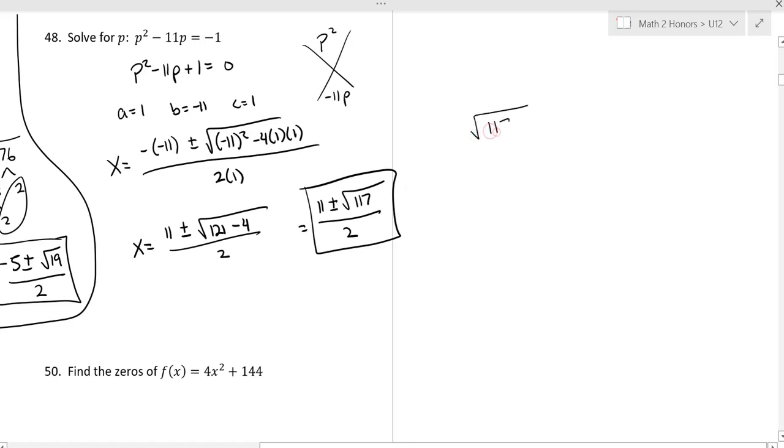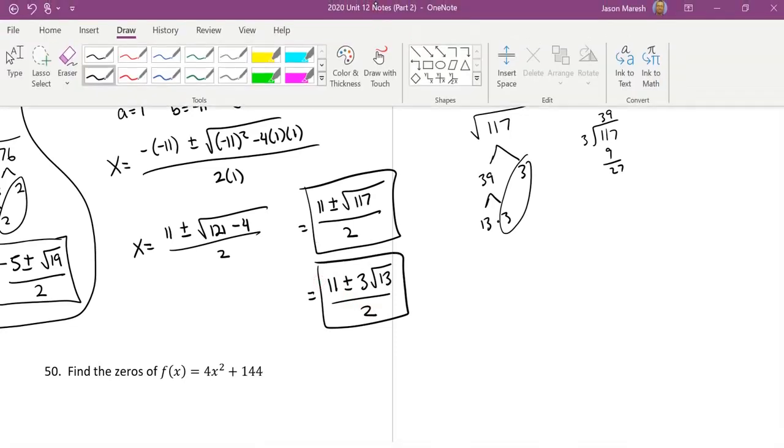So 117, I know it's divisible by 3 because 7 plus 1 is 9. So 3 goes into 117 how many times? Looks like 39 times. Oops, and so actually this does simplify a little further. So we can get 13 times 3 times 3. So that's going to simplify to 3 root 13. So let's go further: 11 plus or minus 3 square root of 13 over 2. So that's where we want to finish.